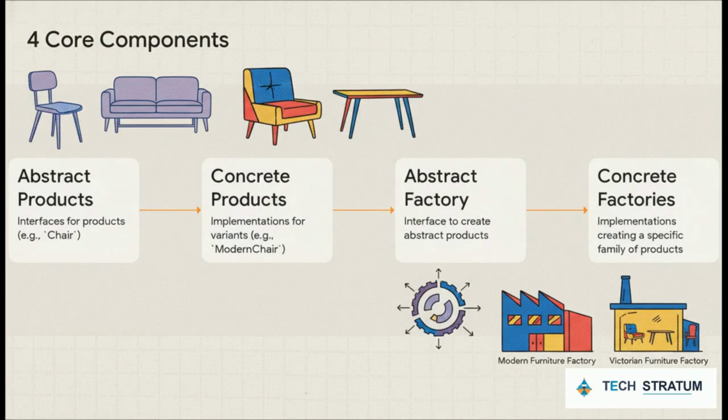So how do these four components actually work together? Well, we start with our abstract products. These are the blueprints, the interfaces, like chair. Then we have concrete products, which are the real objects built from those blueprints, like a modern chair. Now, to manage all this creation, we define an abstract factory interface, which is our contract for making these products. And finally, we implement concrete factories, like a modern furniture factory. This factory's sole responsibility is creating an entire family of only modern products, ensuring perfect, foolproof compatibility.